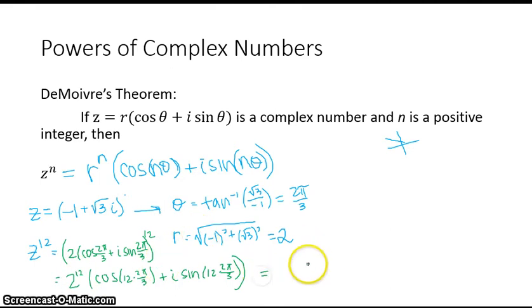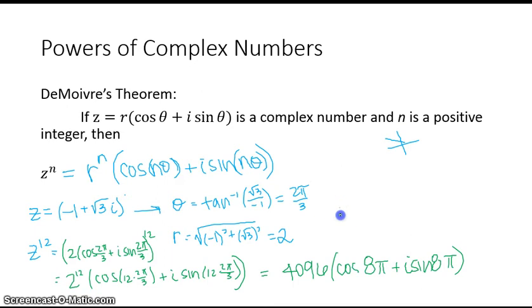2 to the 12th is 4,096. So then times cosine of 12 times 2 pi over 3, which would be 8 pi, plus i sine of 8 pi. That's my answer in trig form. Again, you could always take this down to be between 0 and 2 pi, which would be a little more exact, but both would be fine. That would be cosine of 0 plus i sine of 0.